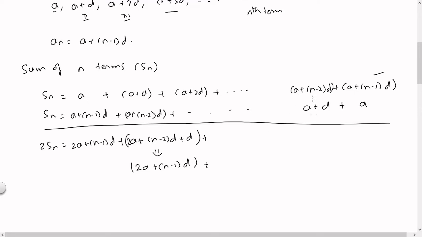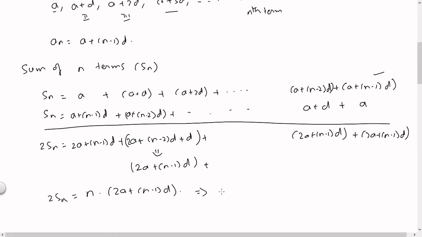So similarly here you see, we will get 2a plus n minus 1 into d. Here also 2a plus n minus 1 into d. So we can see that when we take the sum, every sum is equal to 2a plus n minus 1 into d. So how many such terms are added? There are n such terms. So we can say that the value of this entire sum is equal to n into 2a plus n minus 1 into d. This is twice of the sum.